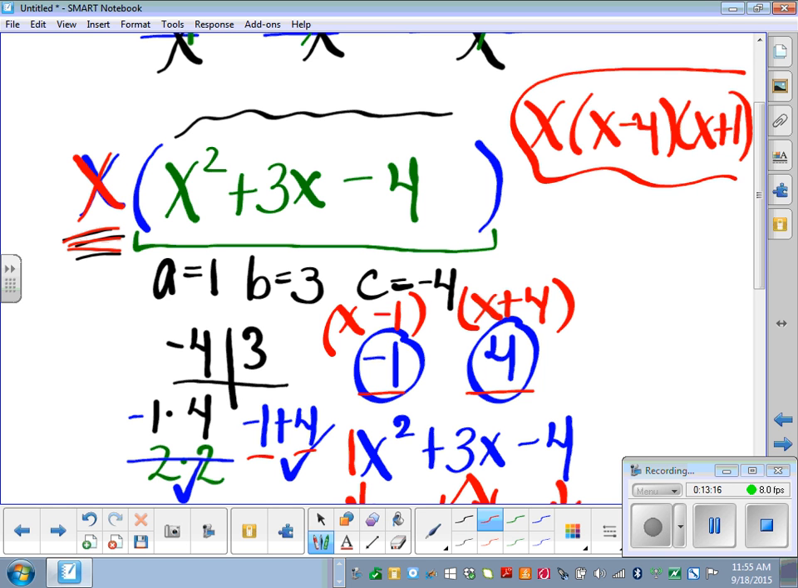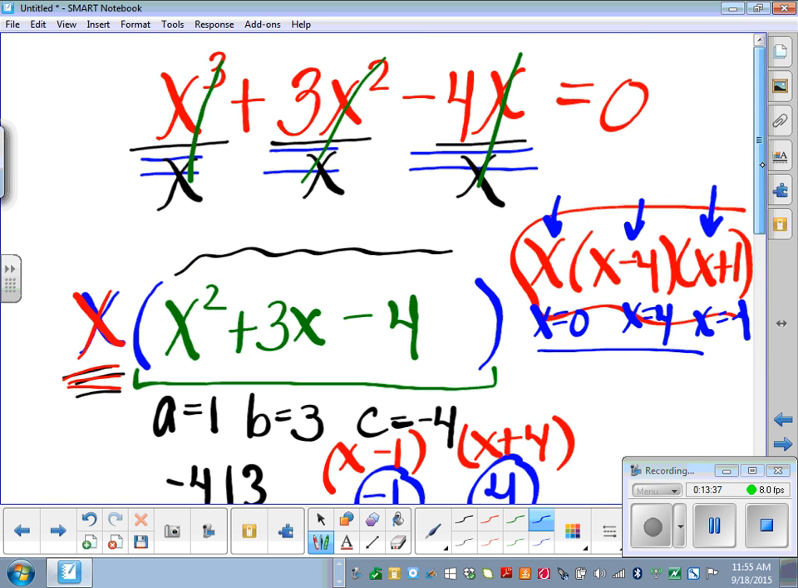And now we can set each of those equal to 0 and solve for x. So we would get x is equal to 0 for this, because we set each of them equal to 0. And we would get x is equal to 4 here if we set that equal to 0 and solve, and we get x is equal to negative 1. So we'd get 3 answers, which, guys, 3 answers makes sense. It was degree 3. We better have 3 answers.